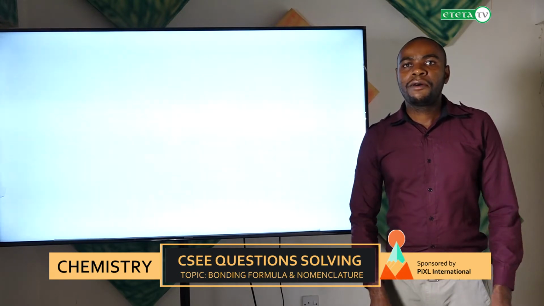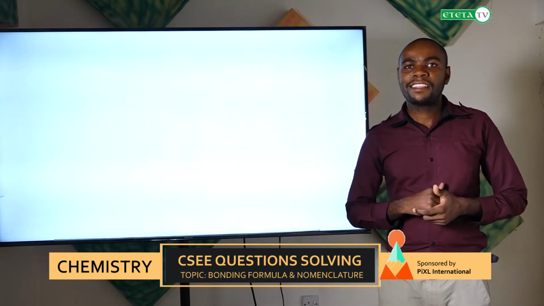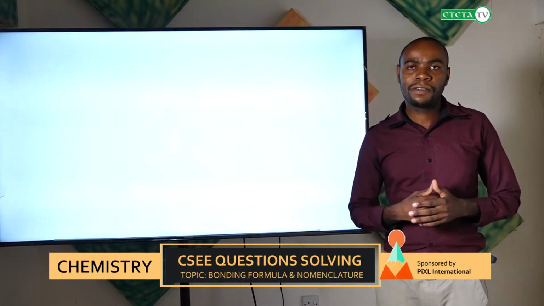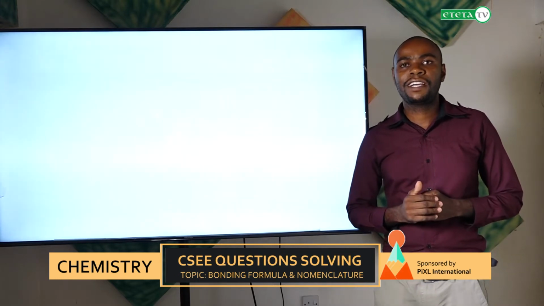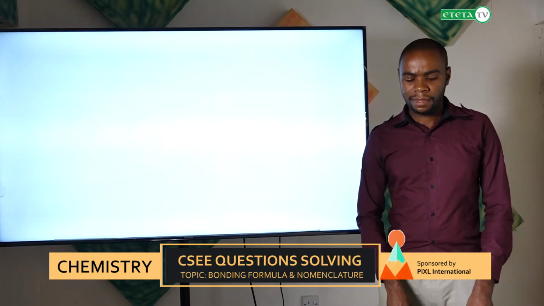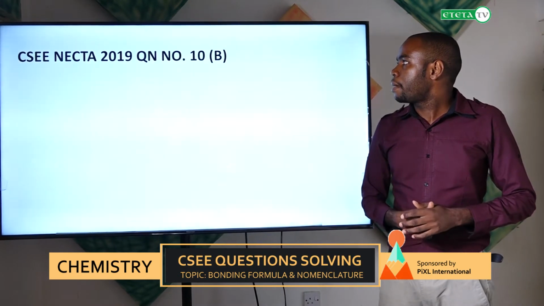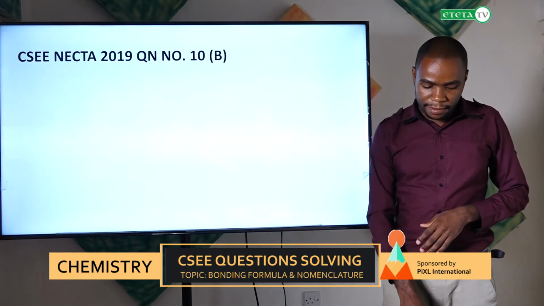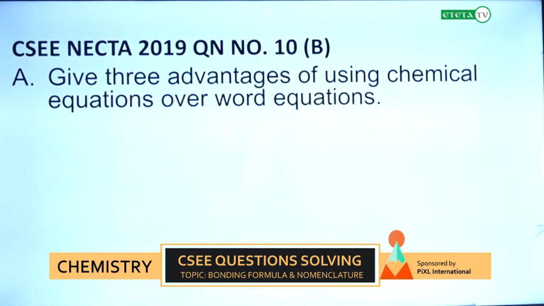In this lesson, I will show you the correct way of answering different questions from the past paper of the Certificate of Secondary Education Examination of the National Examination Council of Tanzania. Question number 10B of CSEE NECTA 2019. The question says, A. Give 3 advantages of using chemical equation over word equation.